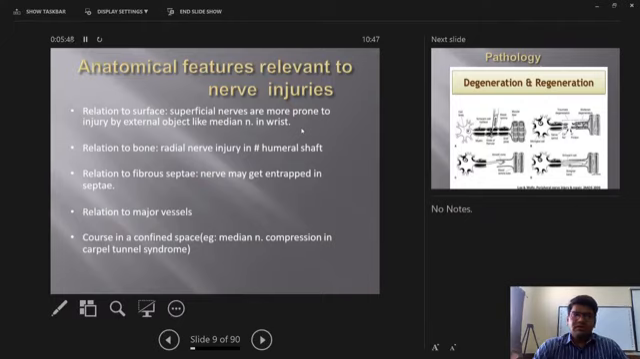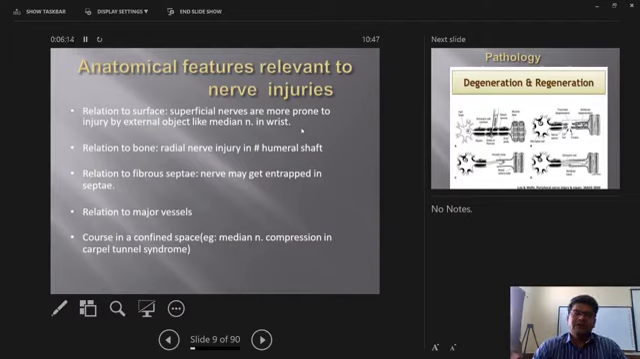relevant to nerve injuries. So relation to surface, superficial nerves are more prone to injury by external objects, like the median nerve at the wrist. In relation to the bone, radial nerve injury is more common in shaft of humerus fractures because the radial nerve is in close proximity to the humerus in the spiral groove.